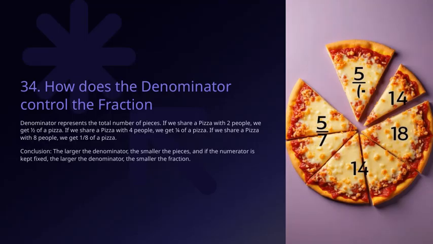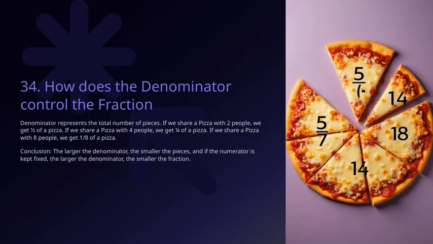So let's talk about how the denominator controls the size of the fraction. The denominator represents the total number of pieces the whole is divided into. Imagine sharing a pizza. If there are two people, each gets half a pizza, which is written as 1/2. Now, if more people join, say 4, then each person gets a quarter of the pizza, or 1/4. And if even more join, like 8, then each person gets just an eighth of the pizza, or 1/8.